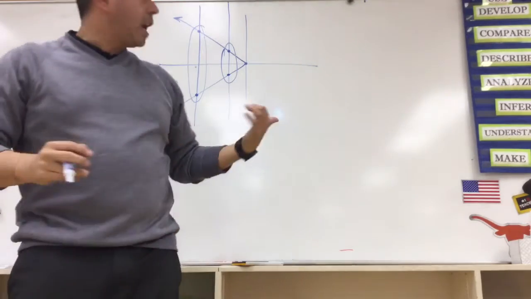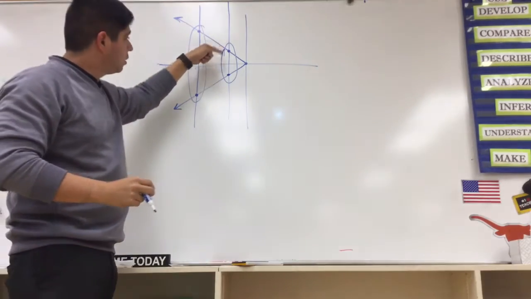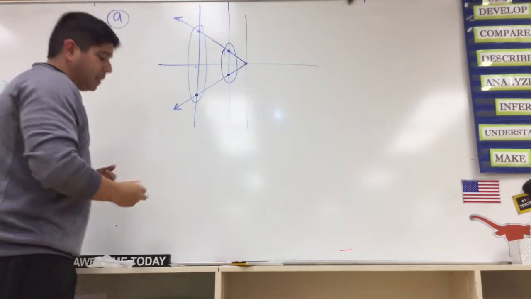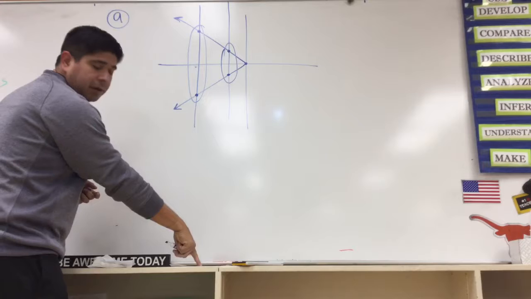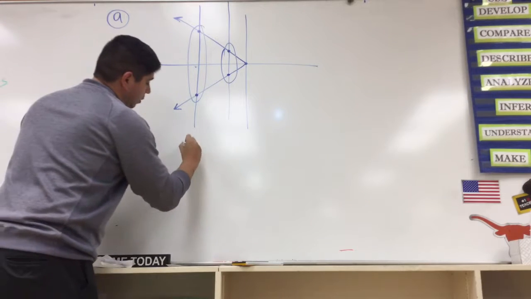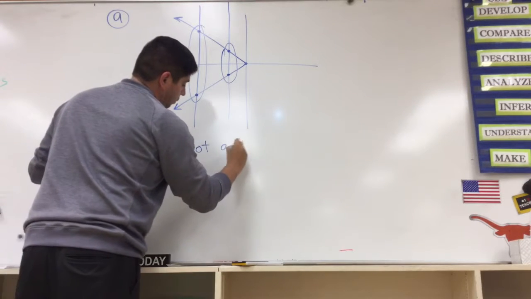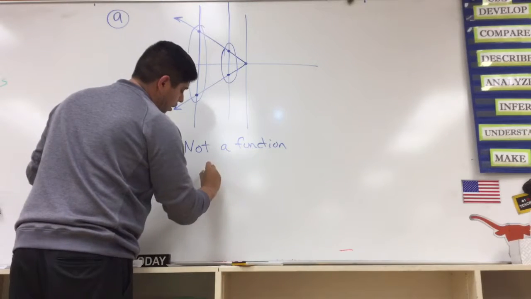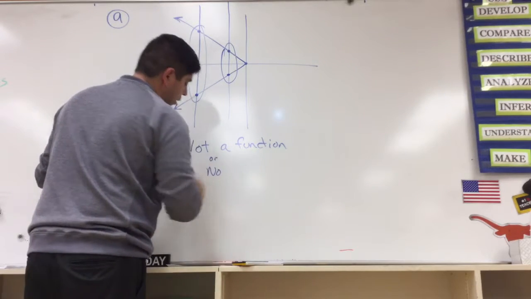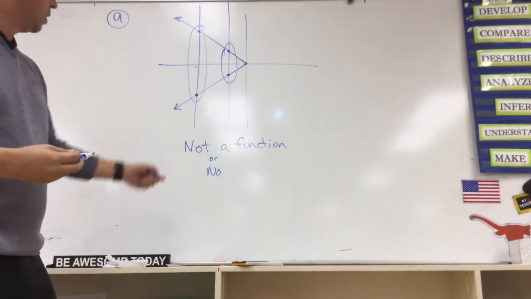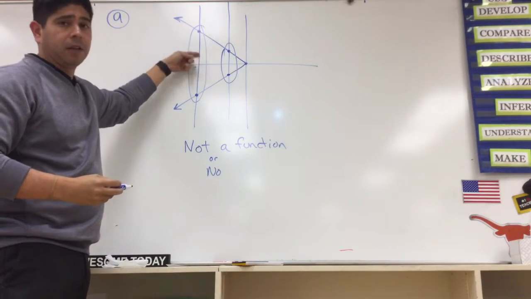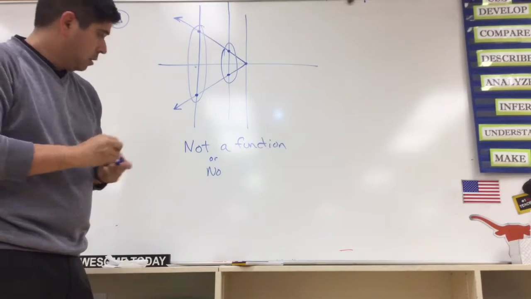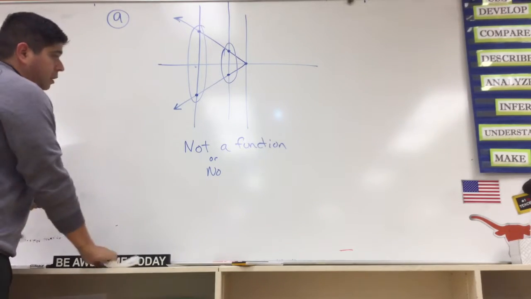If that ever happens, it touches 2 points on the same x value, and that means it's not a function. So is this graph a representation of a function? You can put not a function, or if you put no, that's okay too. Either one. But you have to show that vertical line test, and you have to show how it hits at 2 spots. So that one's not a function.